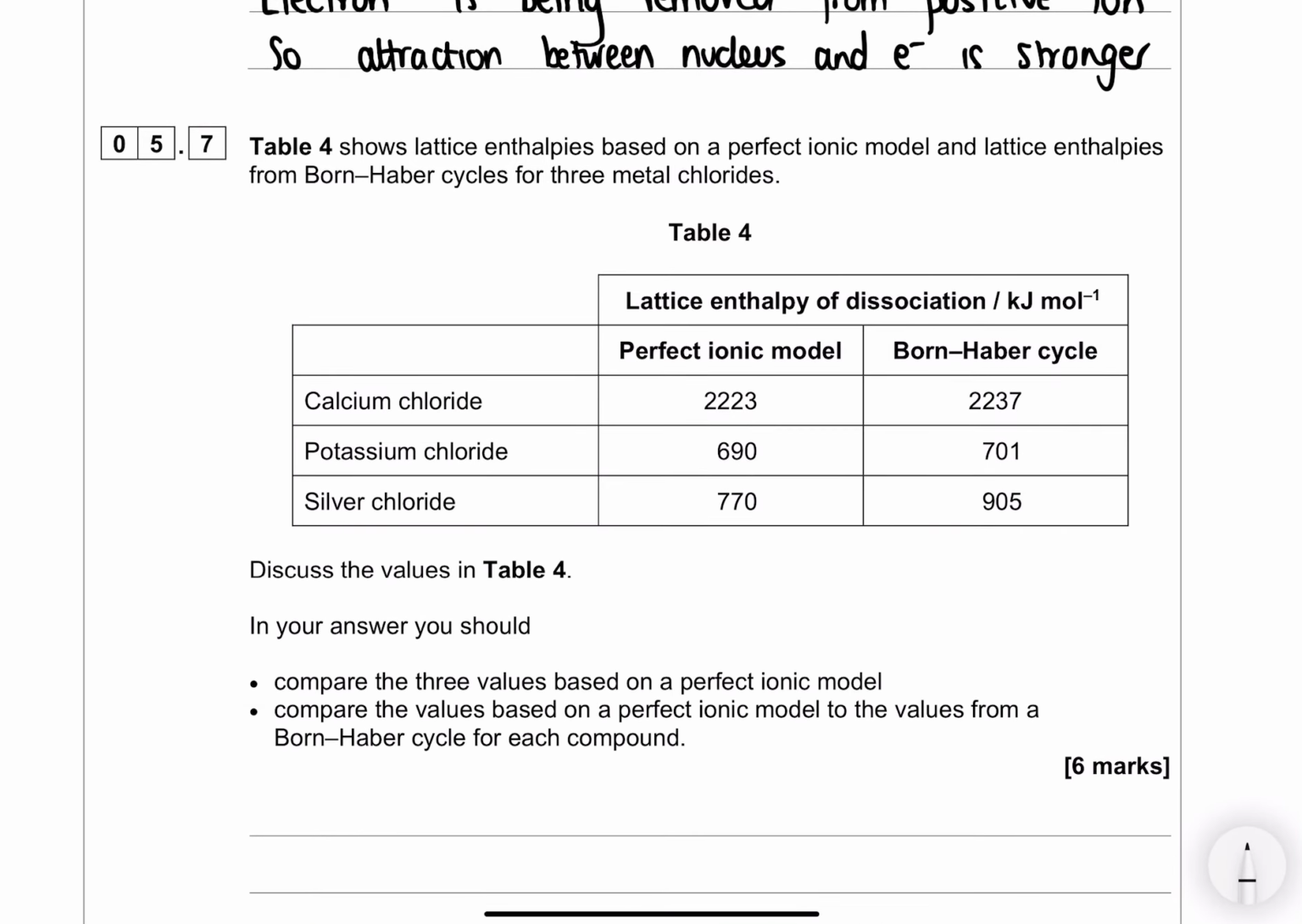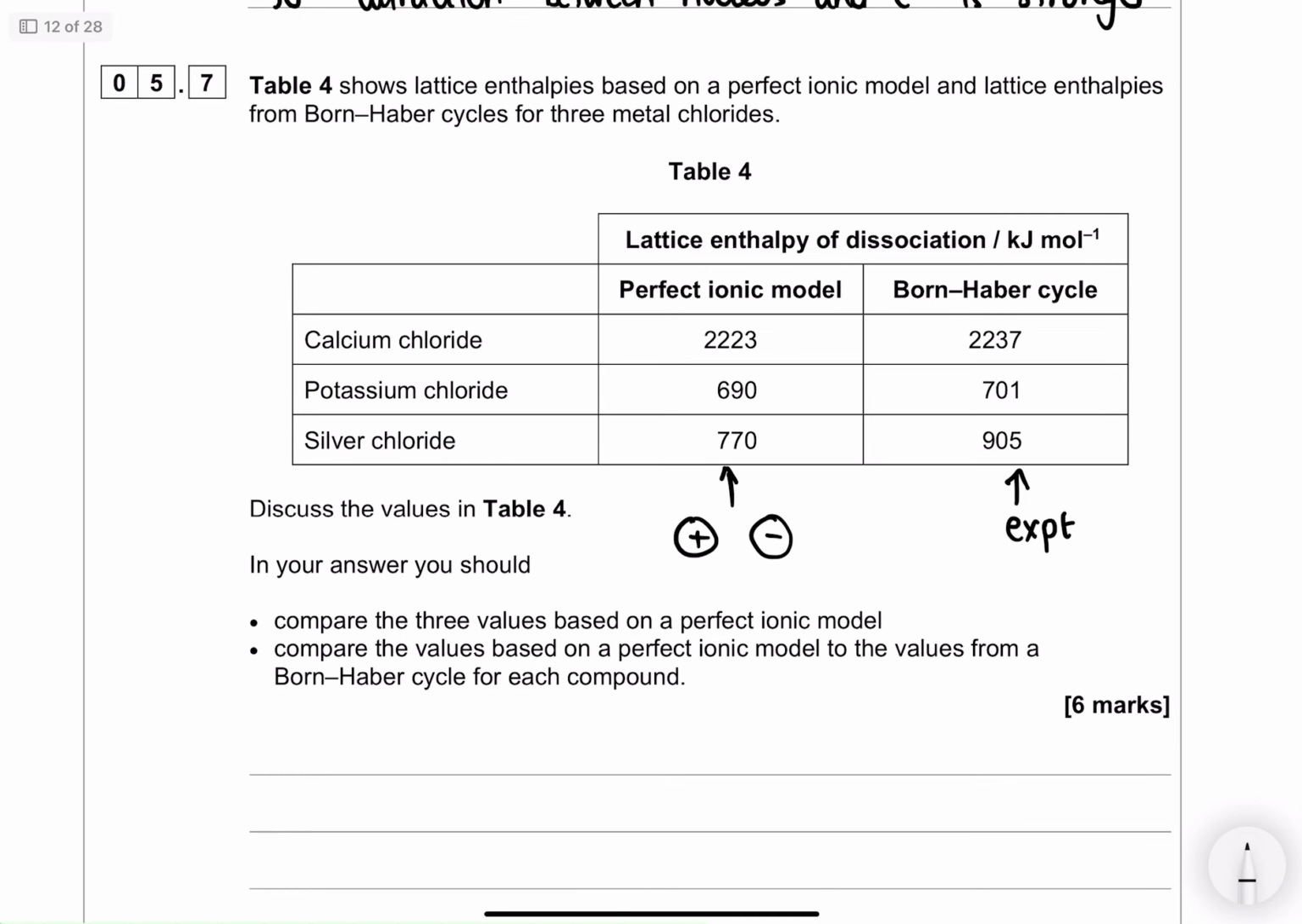Table 4 shows lattice enthalpies based on the perfect ionic model and lattice enthalpies from a Born-Haber cycle for 3 metal chlorides. So our Born-Haber cycle is our experimental values. Our perfect ionic model assumes perfectly spherical ions attracting each other with only electrostatic forces of attraction. So a theoretical answer.